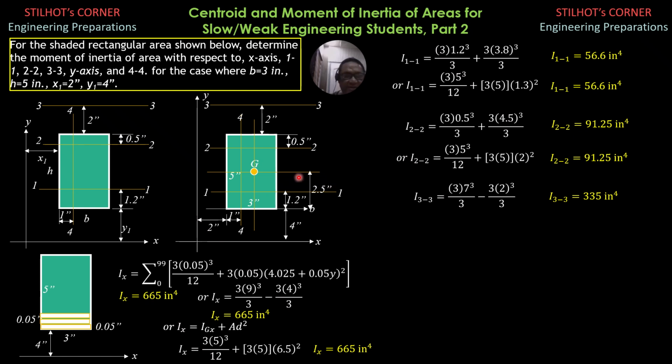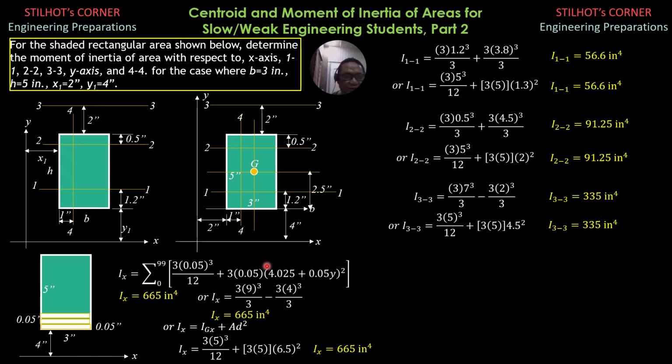The direct way is by transfer formula. Moment of inertia with respect to the centroid, plus area times distance squared. The distance is 2 plus 2.5, 4.5. So it is equal to 3 times 5 cubed over 12 with respect to the centroidal x-axis plus area 3 times 5 times 4.5 squared. And that is also 335 inches to the fourth.